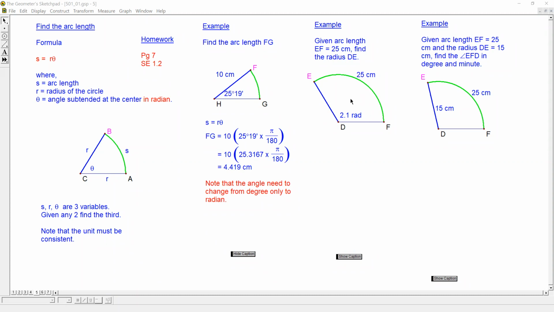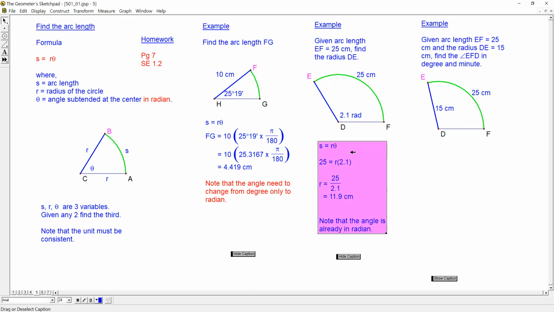There are only three things: arc length, angle, and the third one is the radius. So they ask you to find the radius. Again, you quote the formula S equals R theta. Then you look at the diagram, look for S. S is 25. Now what is the radius R? Don't know, so you just leave it as R.